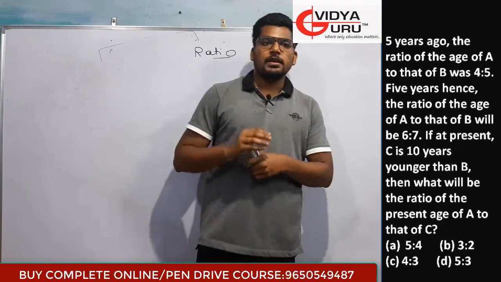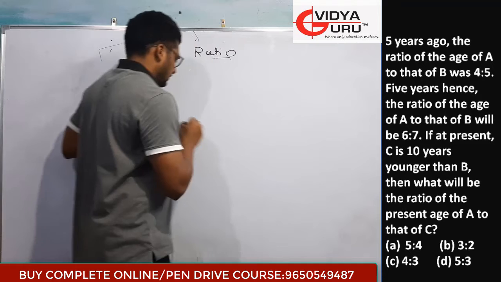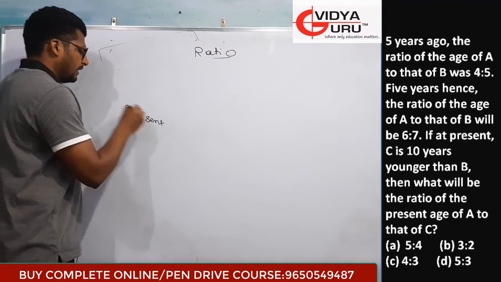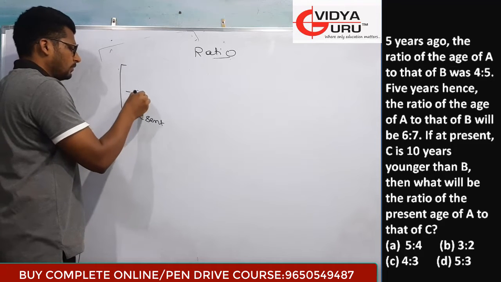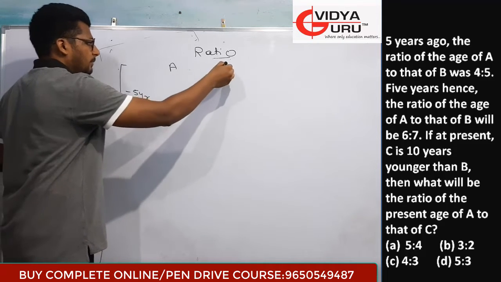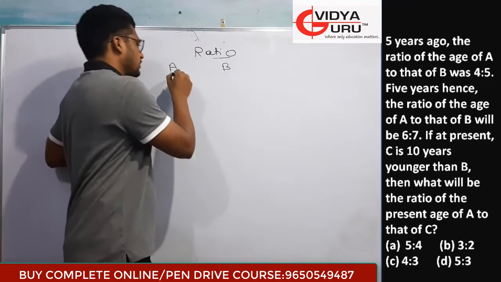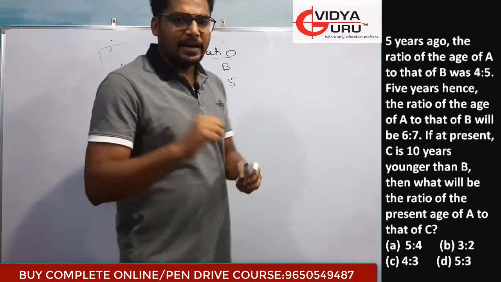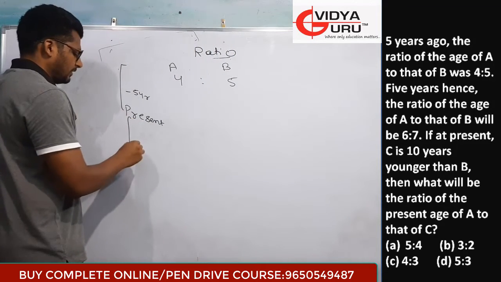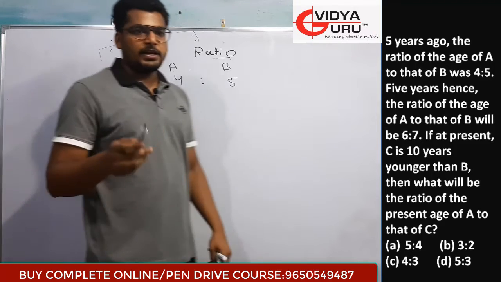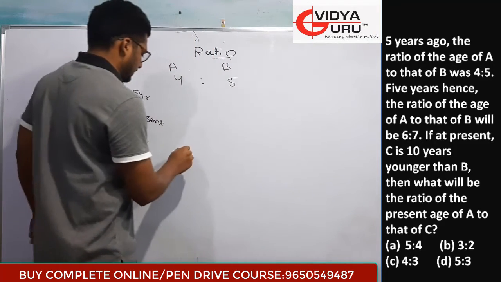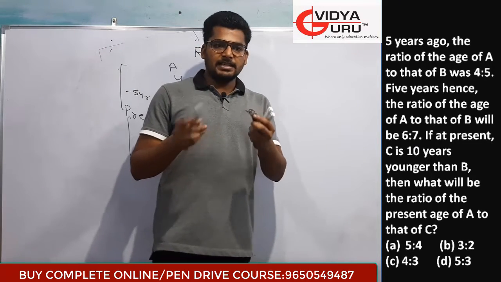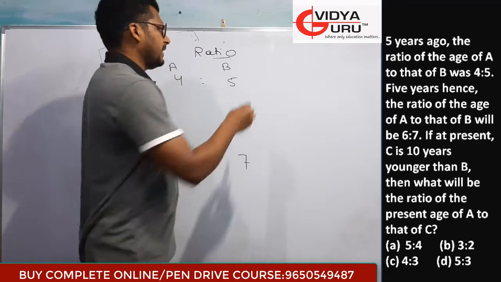Five years ago, the ratio of ages of A and B. Let this be the present time, and from here 5 years ago, the ratio of ages of A and B is given as 4:5. And then what does the next line say? 5 years hence, which means 5 years after, the ratio of A and B will be 6:7. If C is 10 years younger than B, then what is the ratio of A to C?